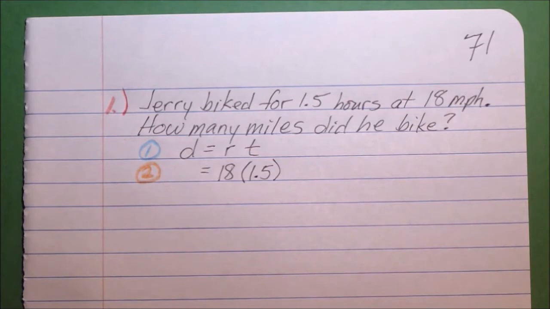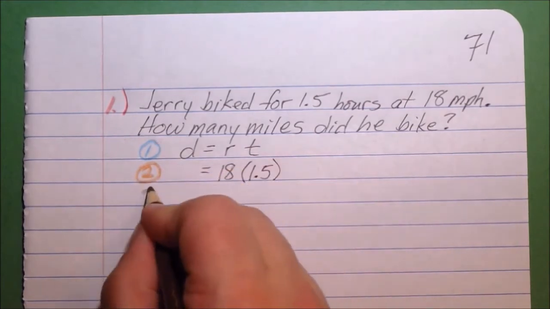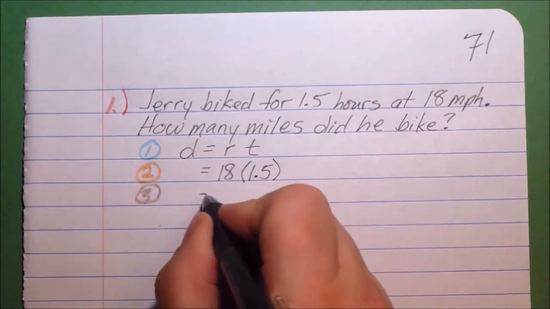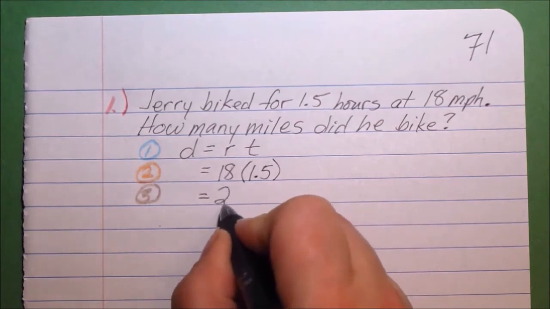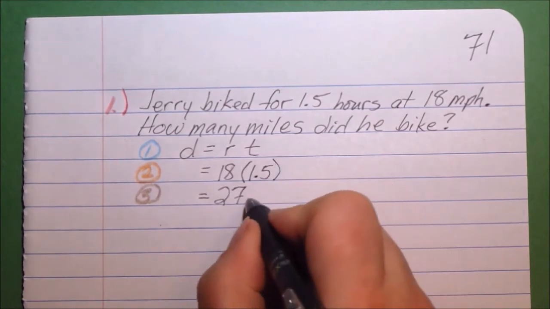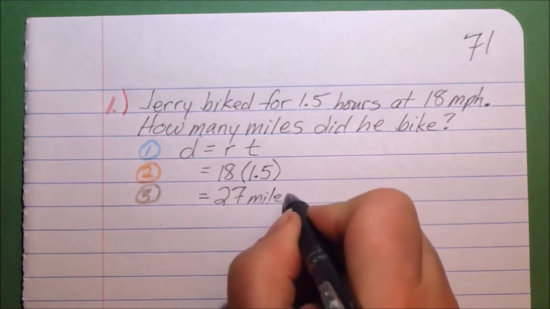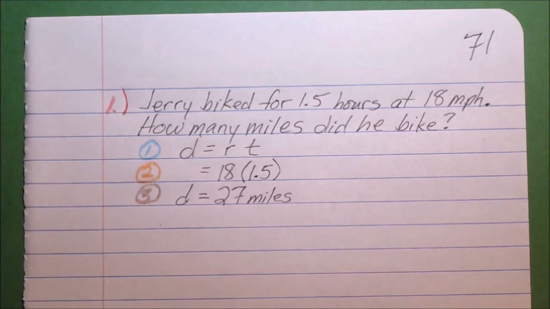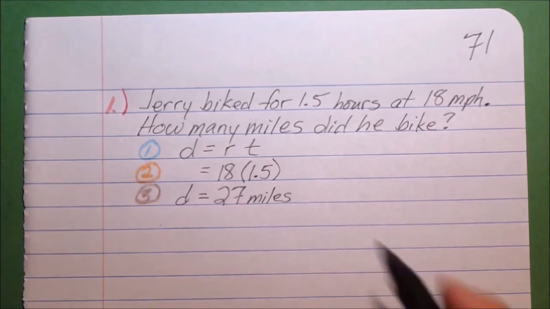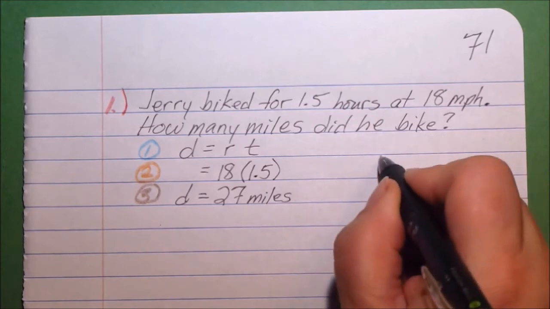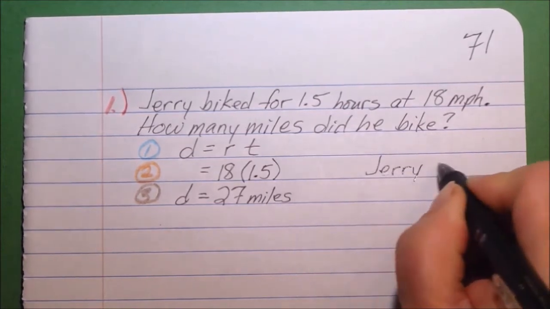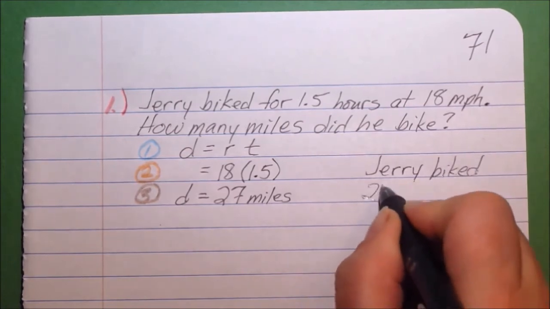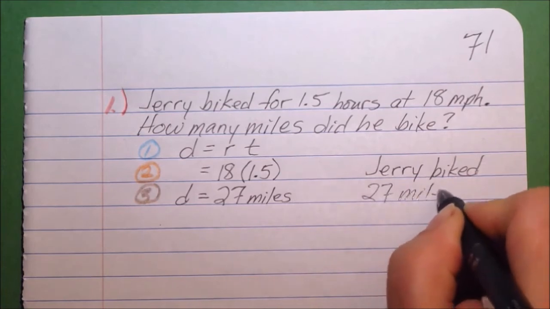All right. Now, next step then is to calculate, do the math. So let's see. 18 times 1.5 is 27. And it's not just 27, it's 27 miles. That's the distance. You could even bring down the D if you like. Distance equals 27 miles. So this is a word problem. We need to answer in a sentence. Jerry biked 27 miles. That's our answer.